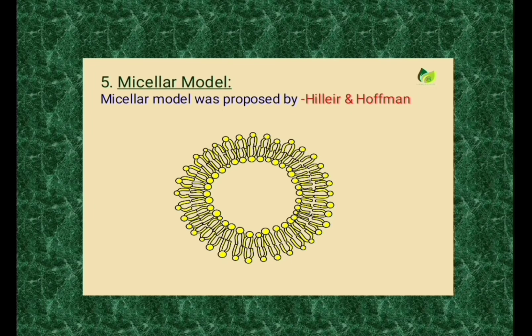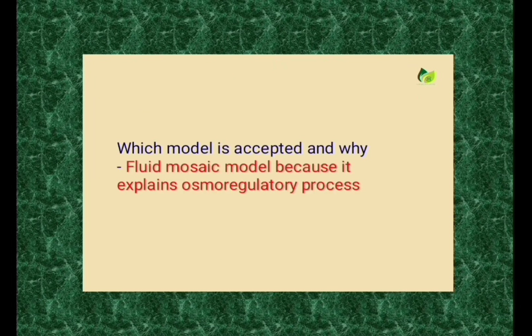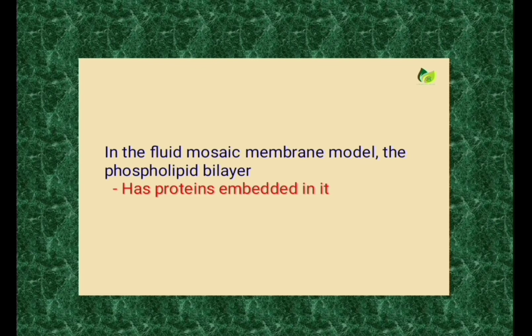These are the models proposed to explain the structure of plasma membrane. Now coming to the next question. Which model is accepted and why? Fluid mosaic model was the accepted model because it explains the osmoregulatory process. Next question. In the fluid mosaic membrane model, the phospholipid bilayer has proteins embedded in it.